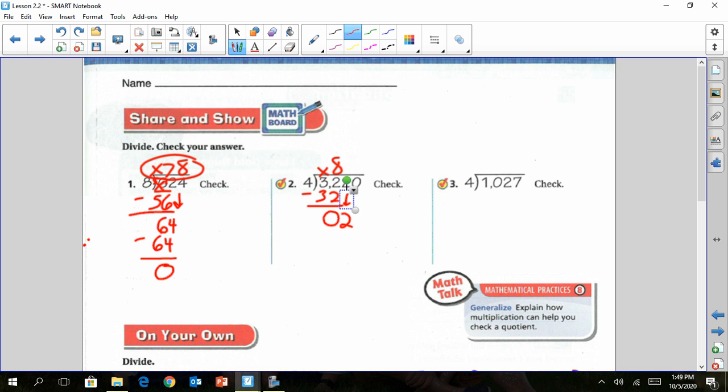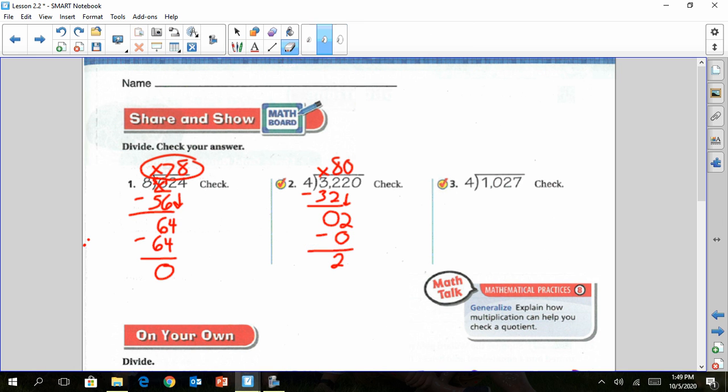4 goes into 2 0 times. Not 2 into 4, 4 into 2. Well, 4 is bigger, so it's going to go in 0 times. Now, you have two options. Some students choose to go ahead and multiply. 4 times 0 is 0, and subtract, and you still get 2, and then they would bring the next number down.